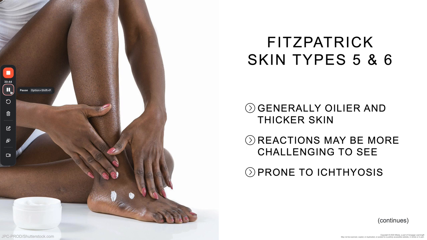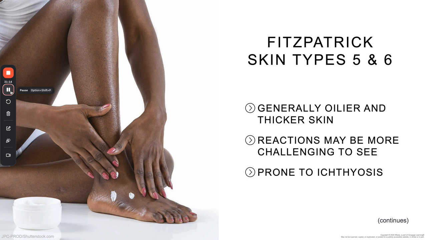Reactions may be more challenging to see on the darker skin, but they may be just as intense as those on lighter skin. Your 5s and 6s are prone to a form of hyperkeratosis known as ichthyosis and dead skin cell buildup. So these clients need more exfoliation and deep pore cleansing. Your 5s and 6s also need that deep pore exfoliation. They may have those clogged follicles, may have the dead skin.